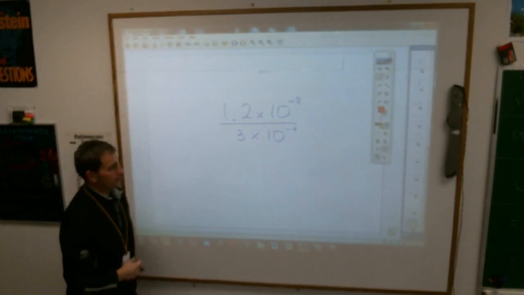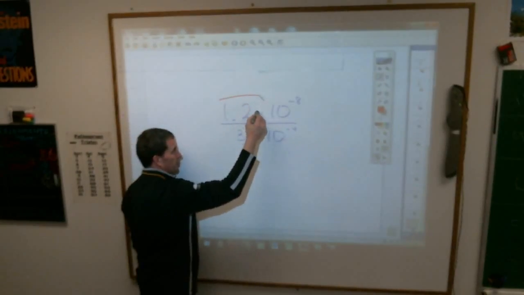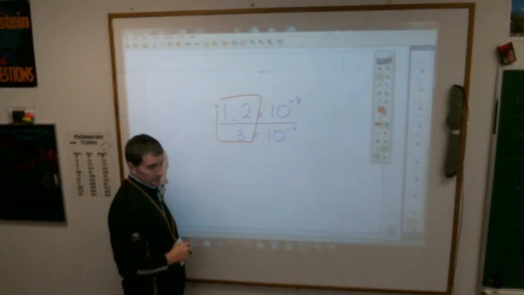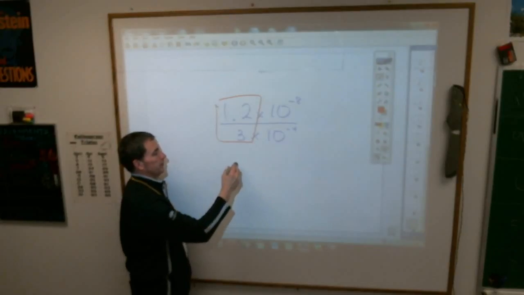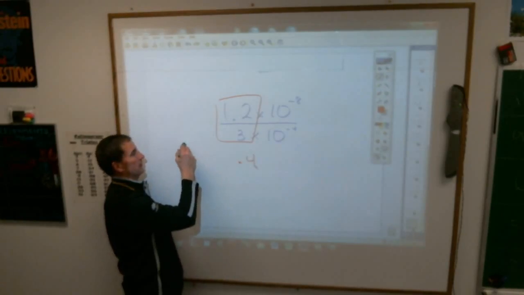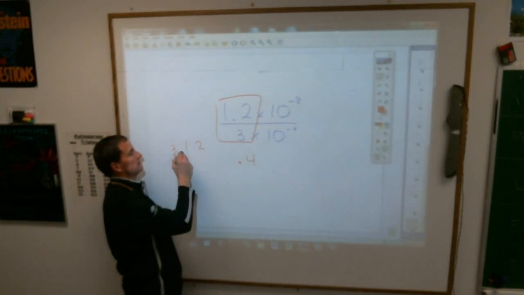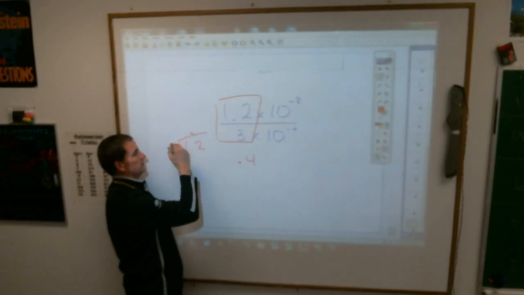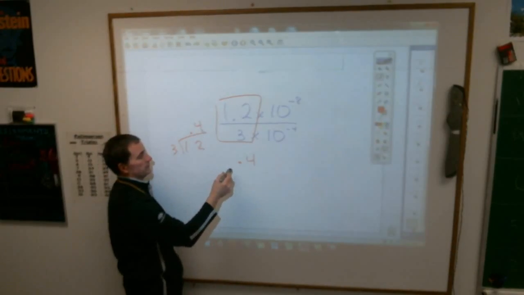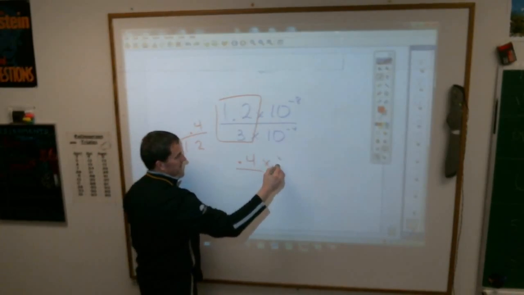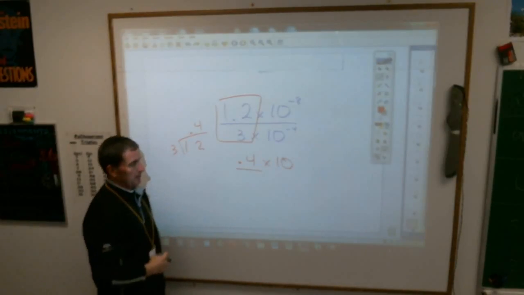What do I get if I divide 1.2 divided by 3, Brianna? 0.4. I can do that for you. Let's do it just in case you're missing that. Nothing above the 1 because 3 doesn't go in 1, but it does go in 12. It is 0.4 times 10. Same thing is true here.